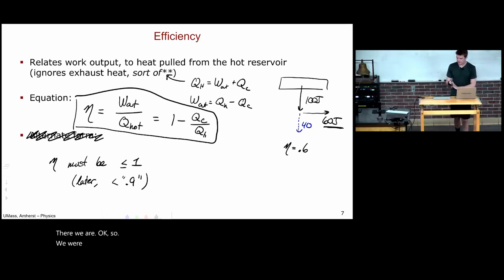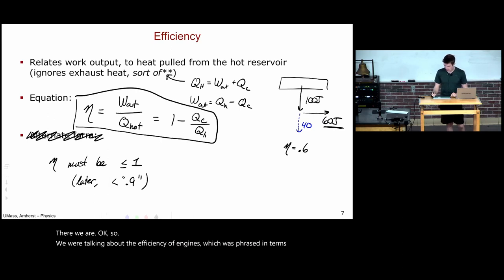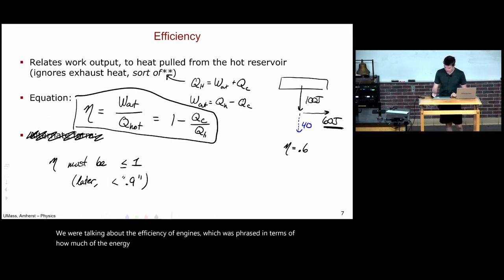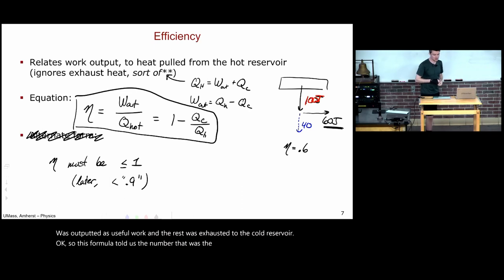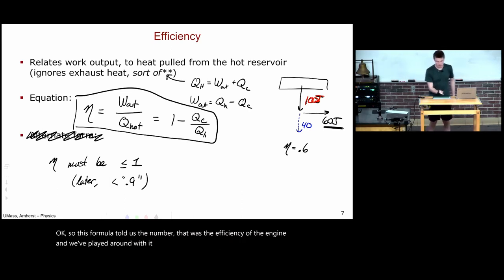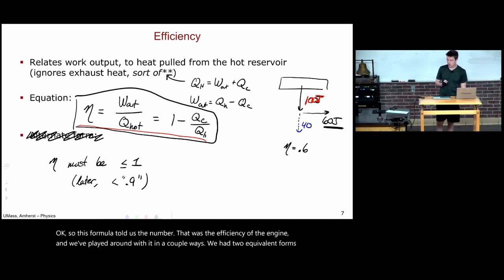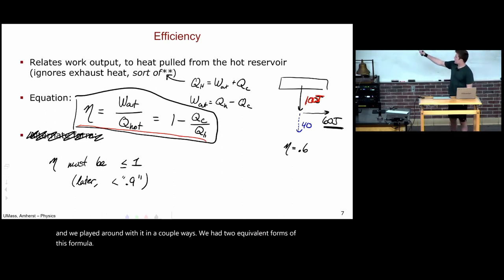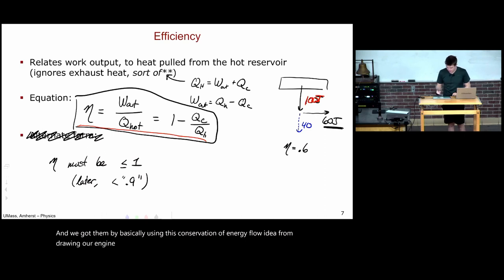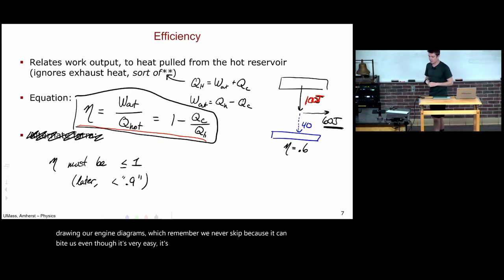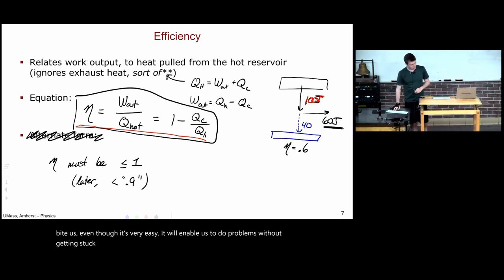Okay. So, we were talking about the efficiency of engines, which was phrased in terms of how much of the energy pulled out of the hot reservoir was outputted as useful work, and the rest was exhausted to the cold reservoir. Okay, so this formula told us the number that was the efficiency of the engine. And we played around with it in a couple ways. We had two equivalent forms of this formula. And we got them by basically using this conservation of energy flow idea from drawing our engine diagrams, which, remember, we never skip because it can bite us. Even though it's very easy, it'll enable us to do problems without getting stuck.